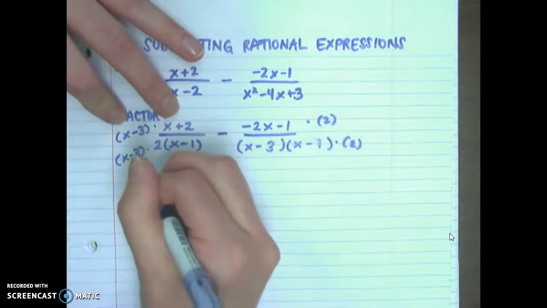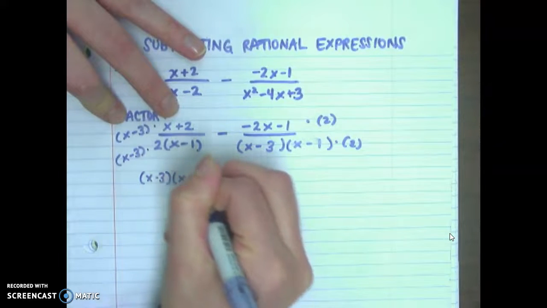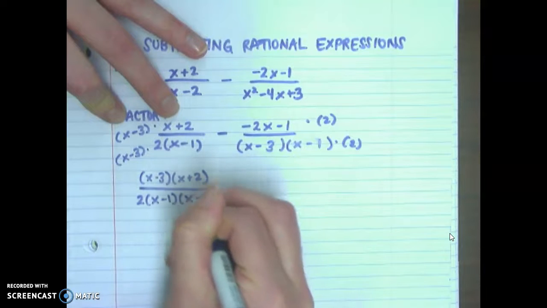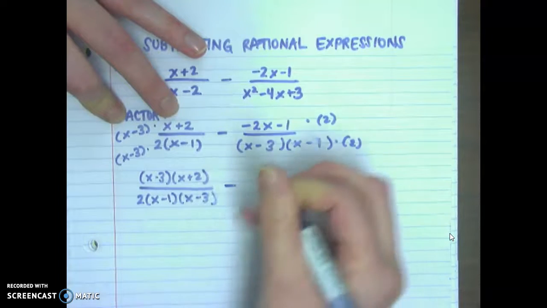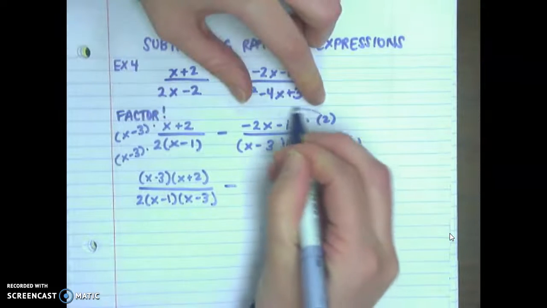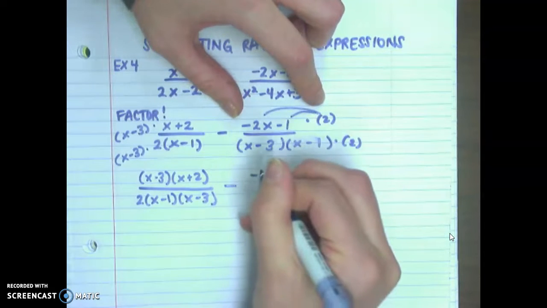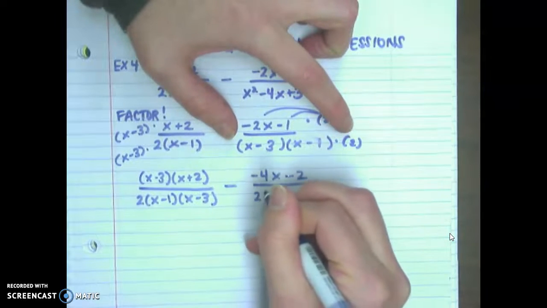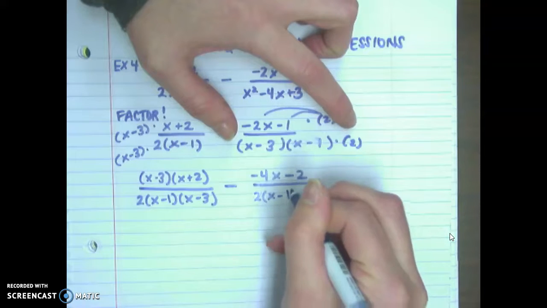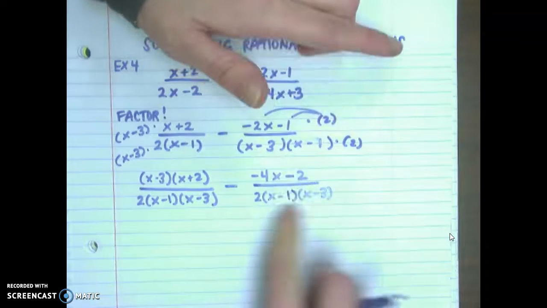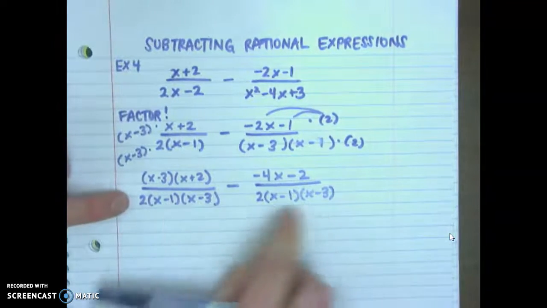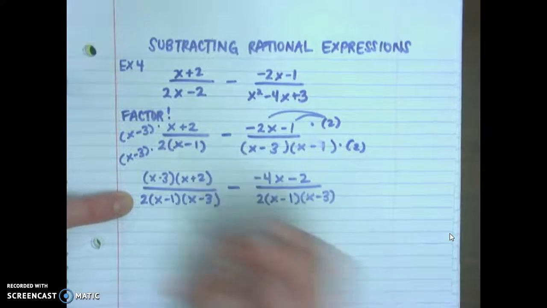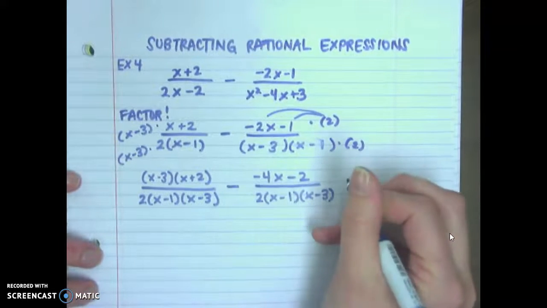So I have x minus 3 times x plus 2 over 2 times x minus 1 times x minus 3, minus, I'm going to distribute the 2 here, negative 4x minus 2 over the common denominator, 2 times x minus 1 times x minus 3. Doesn't matter which order you put the factors in the denominator, but typically we'll put the constant, if there is one, before any of the factors. So now I can subtract because I have common denominators.